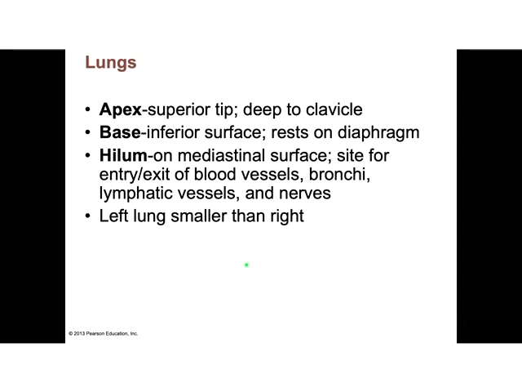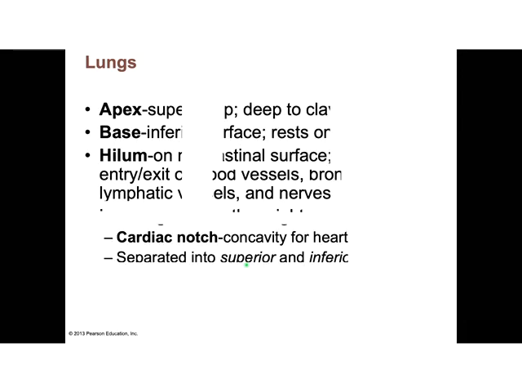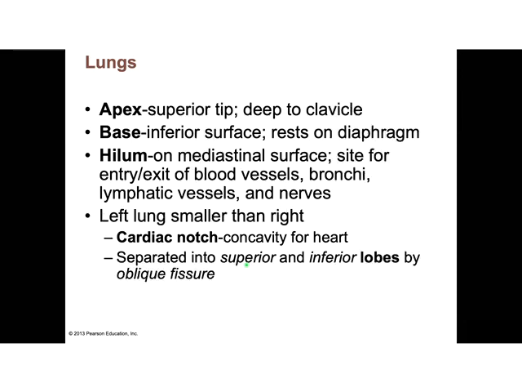The lungs have an apex, which is the superior tip just underneath the clavicle, and a base, which rests on top of the diaphragm. The hilum is on the mediastinal side, the medial side of the lungs, and it's where the bronchi, blood vessels, lymphatics, and nerves go in and out. And we talked about the cardiac notch in the left lung, and the fissures as well.